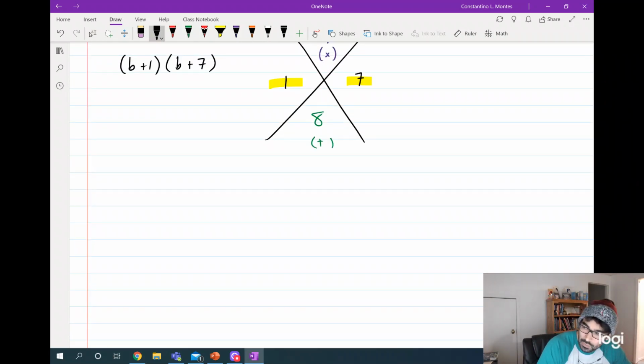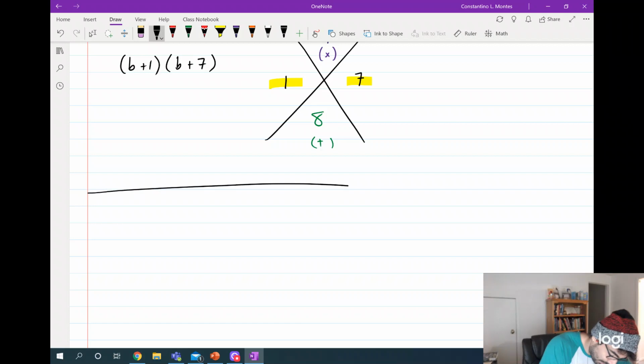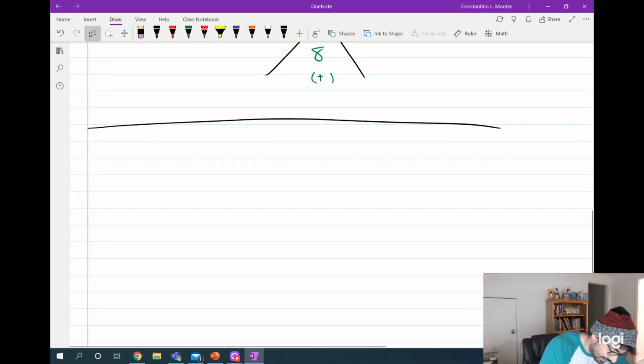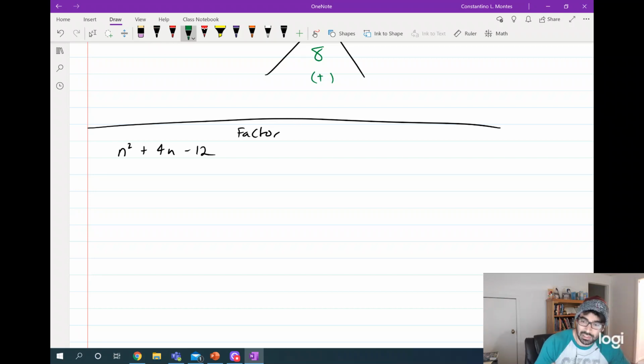Let's draw a line here. Let's use n squared plus 4n minus 12. And again, we're going to factor. Let's identify b first. B is the linear coefficient. It's right here. That's our b.